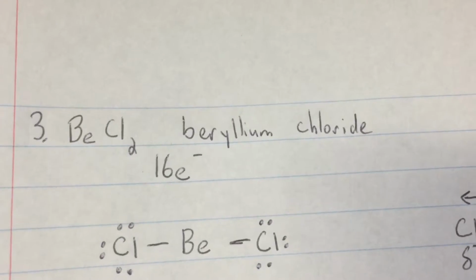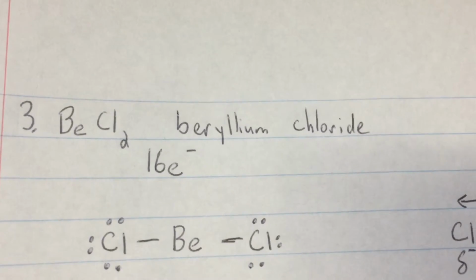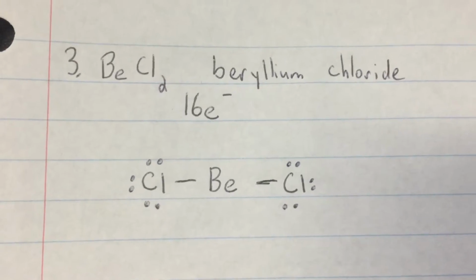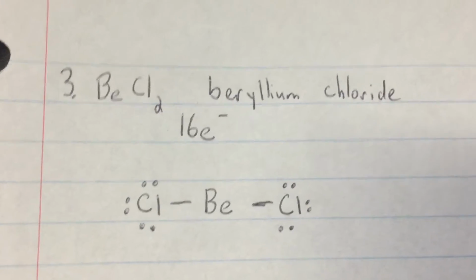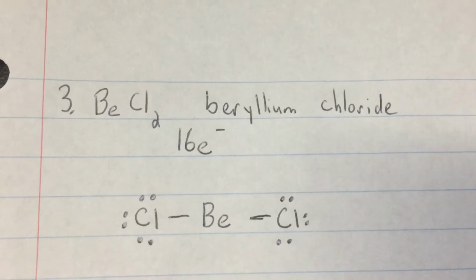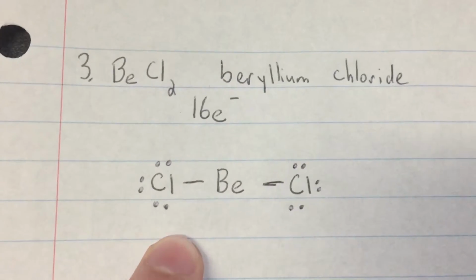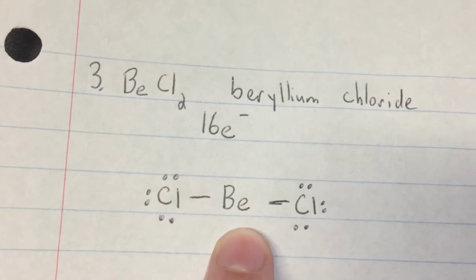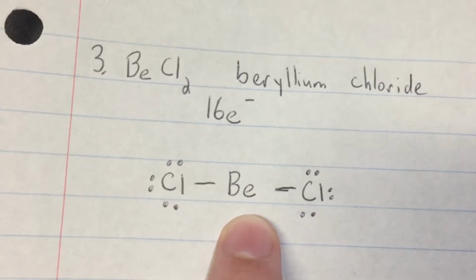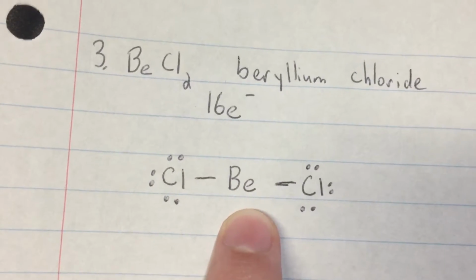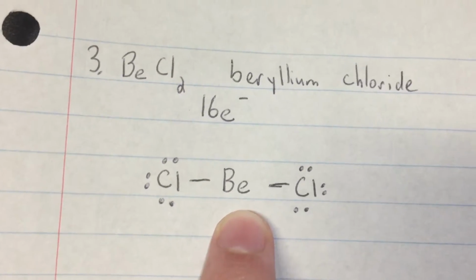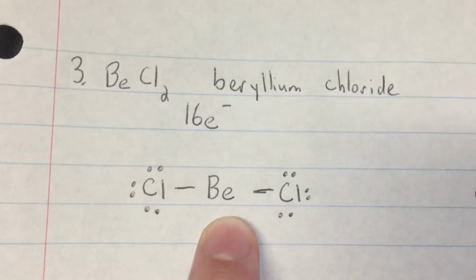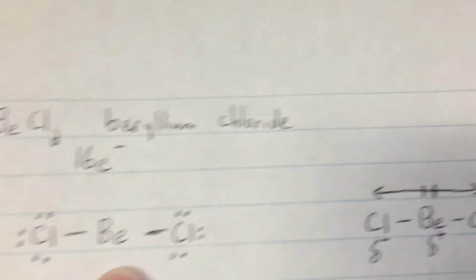Next, we move on to BeCl2, beryllium chloride. We look at the Lewis structure of 16 electrons, and we see that everything is filled up on the chlorine on both sides, and beryllium has 2 bonds because it is found all the way on the left side and the upper side of the metals. It does not have a full valence shell, but is still suited by these 2 bonds.